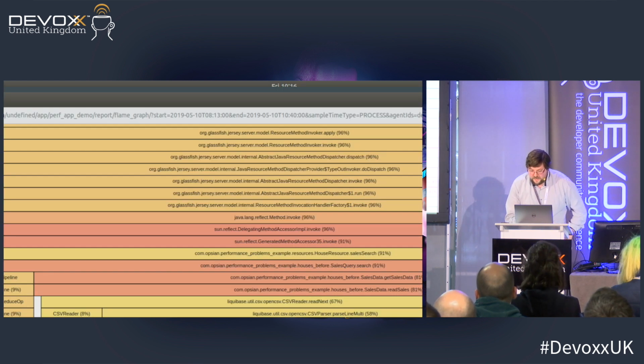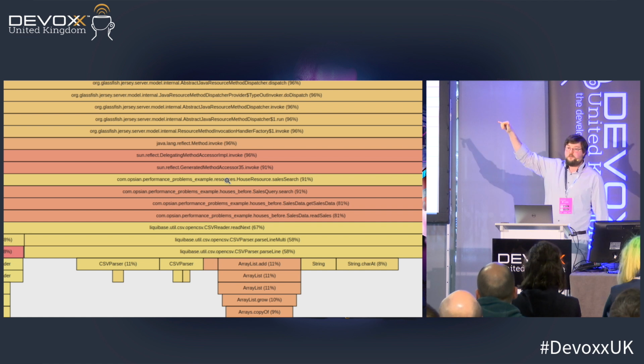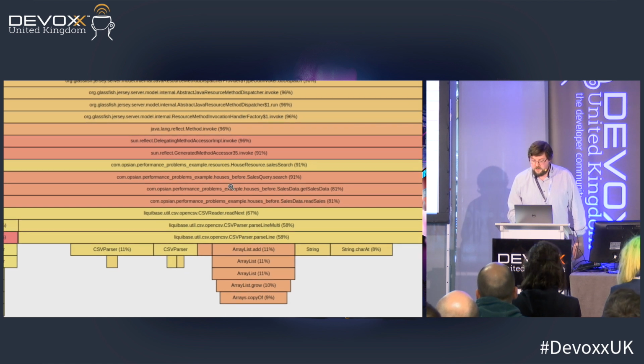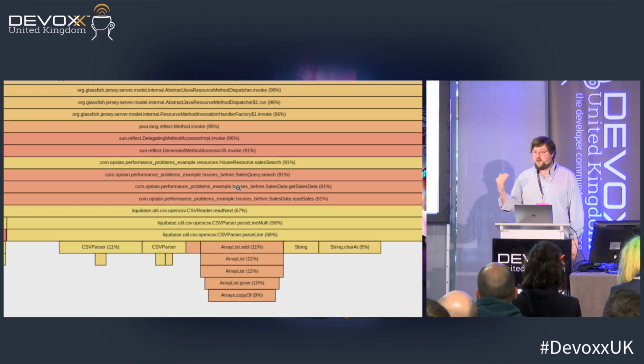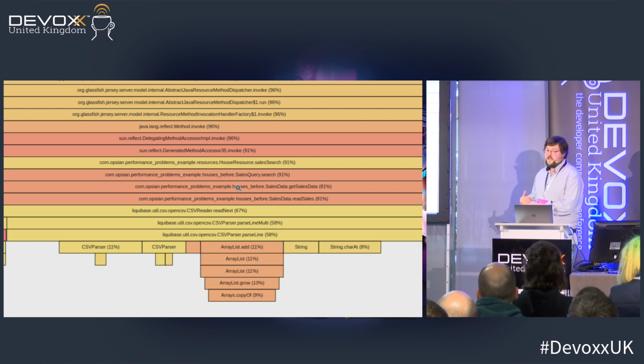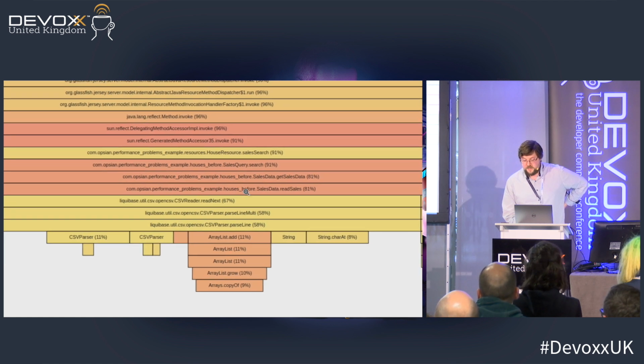So let's scan further down here where we get to our application code. That HouseResource.salesSearch, that was the top method in our Jersey application. SalesQuery.search, that was the method I showed you where we were doing the filtering and the search. And we can see that most of the time within that code is used by a method called SalesData.getSalesData, not necessarily within the self time of the search. So what is that getSalesData method doing?